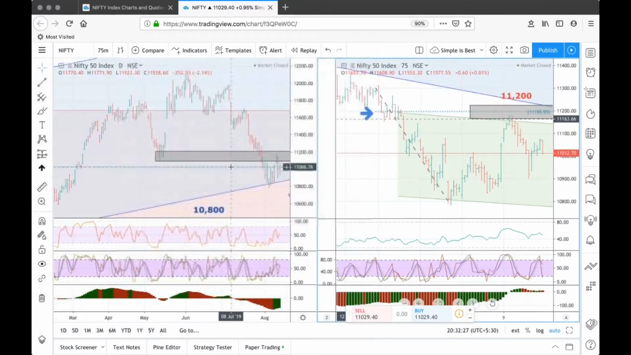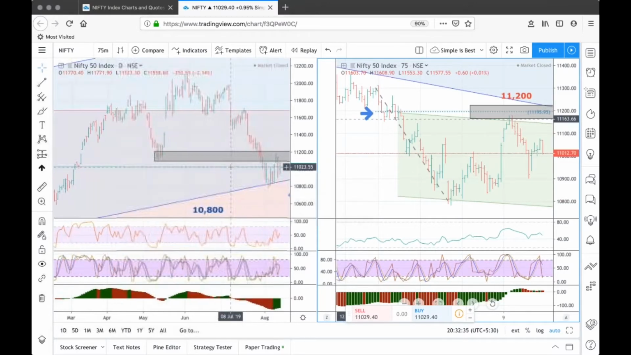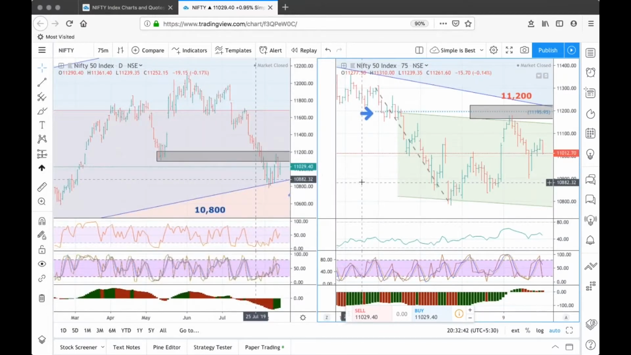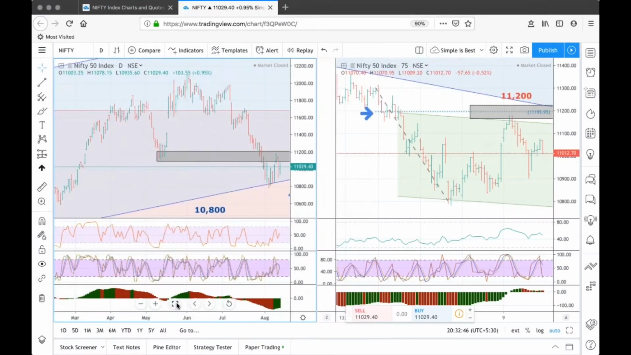For the Nifty analysis, I'm using the TradingView interface because I have the channels drawn here, if you know. On my left, I have the daily chart. On my right, I have the 75-minute chart. I'll do a top-down approach. I'll first zoom out the daily chart.